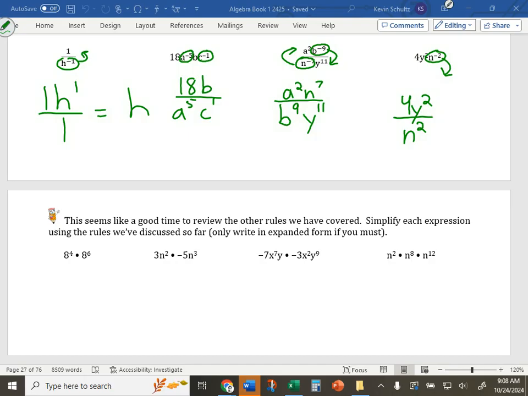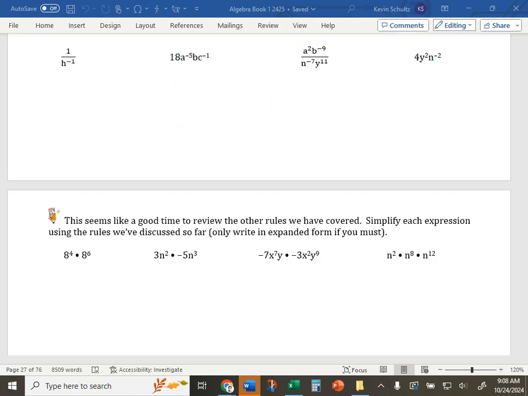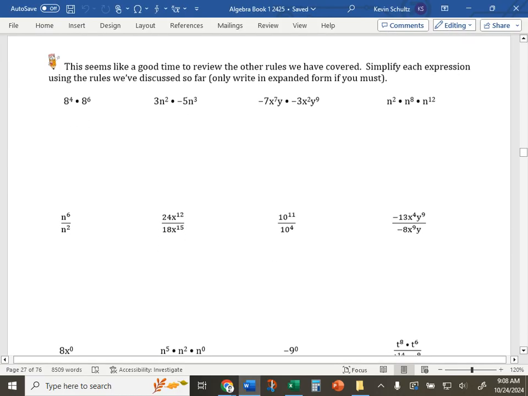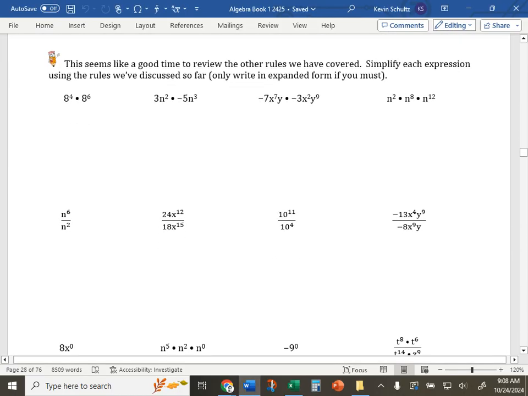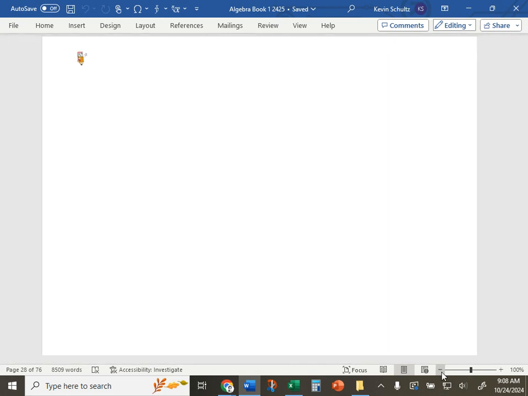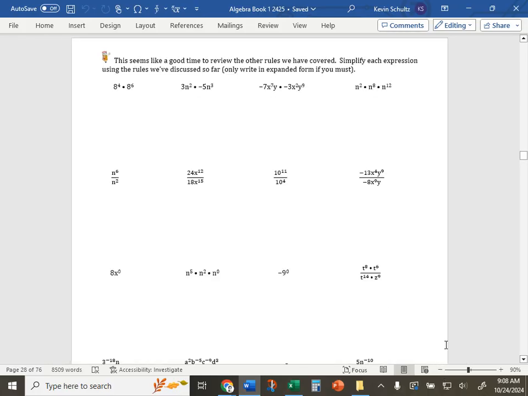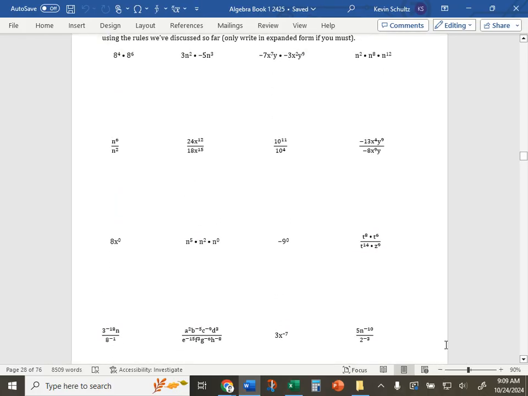Okay, the next page. It says, this seems like a good time to review the other rules we've already covered. Simplify each expression using the rules we discussed so far. Only write it in expanded form if you must. These are not meant to be written in expanded form. I want you to be using the rules. Now, again, each rule has its little helpful hints for you. I'm going to make this page smaller so I can fit it all on one screen here. That fits all of them.